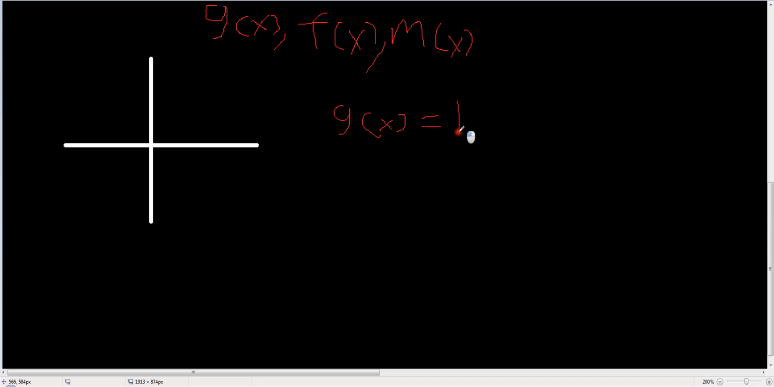g of x is the absolute value of x. So what might the absolute value of x look like? Maybe you know it already. It's just y equals x, but going the same way in both directions. So let's draw that. It might look very close to this.